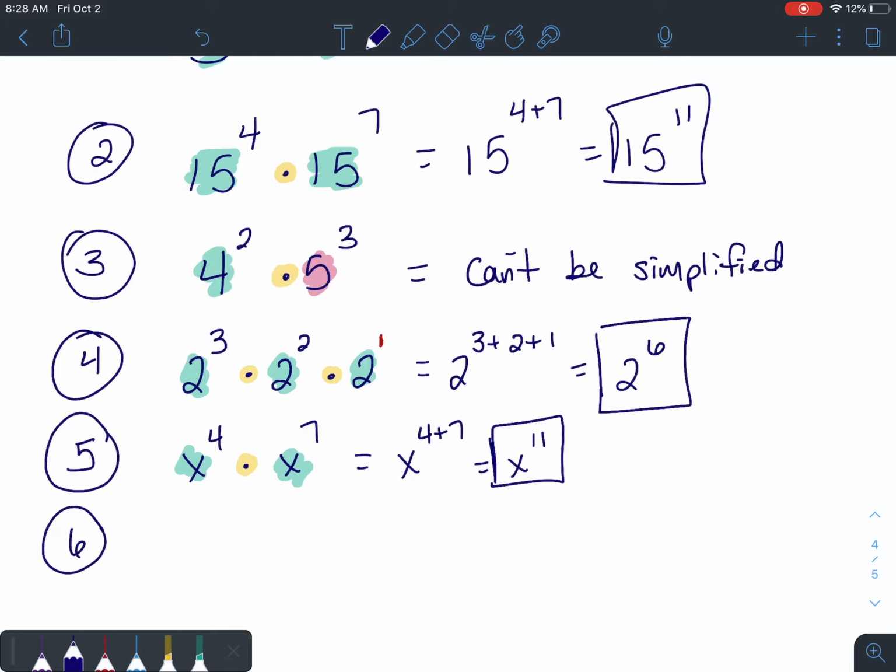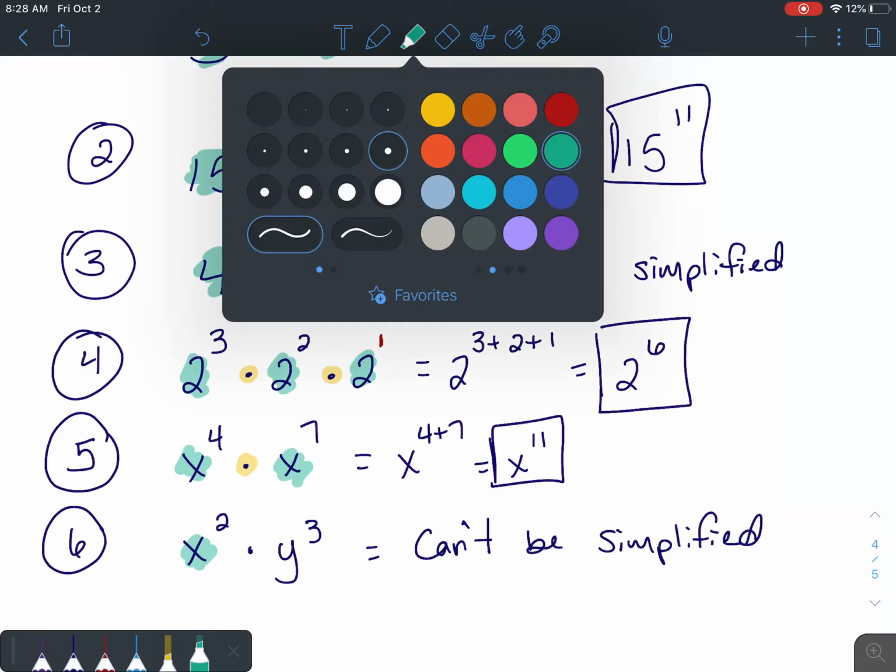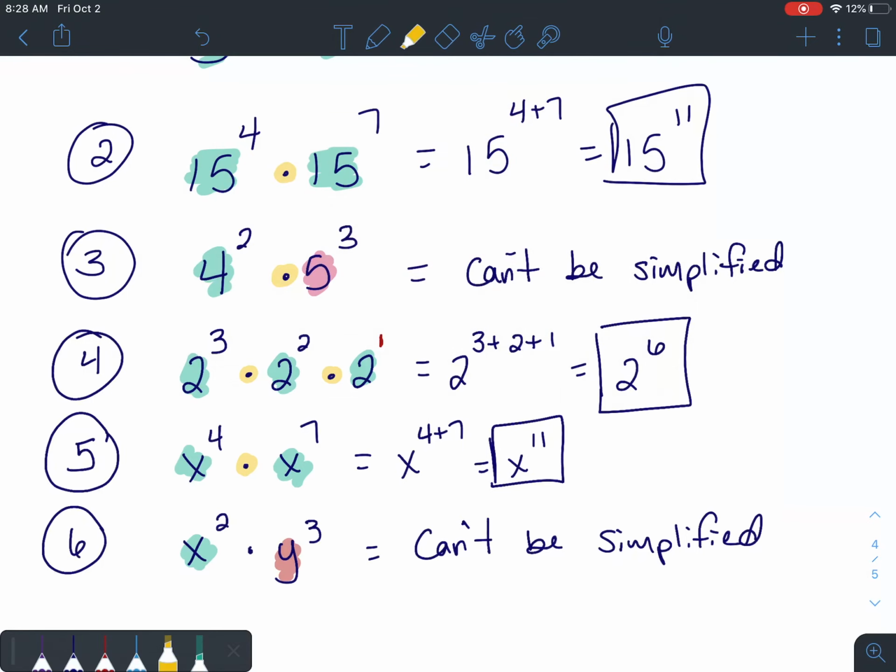It has to be the same variable. For example, if I had x to the 2nd times y to the 3rd, we can't simplify this because their bases are not the same. Right? One is x, the other is y, and that does not work.